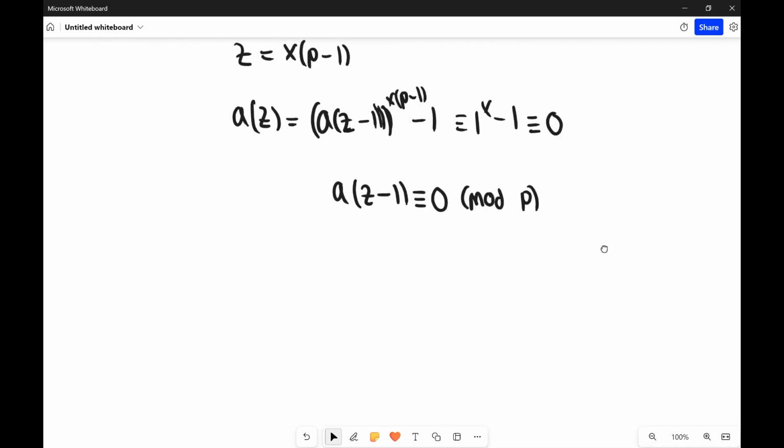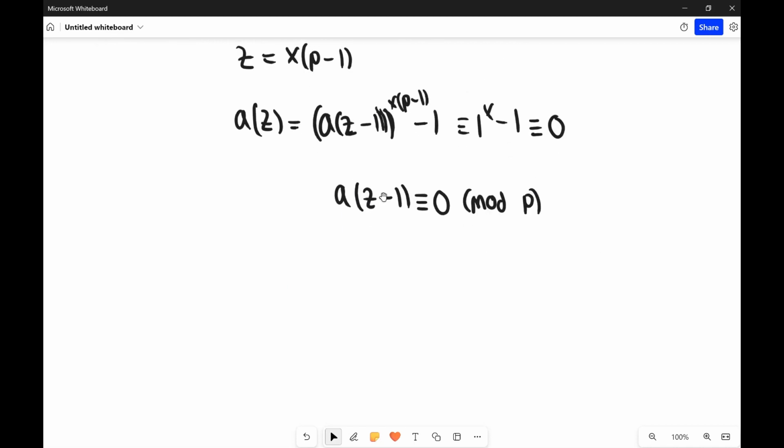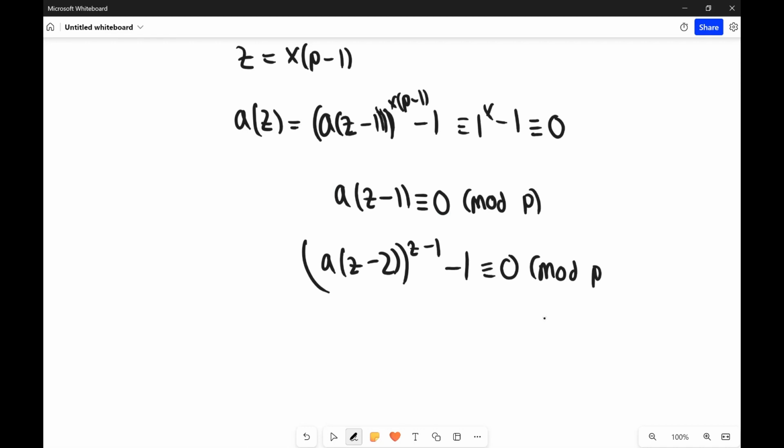Now, what's the next thing we do after this? Well, you guessed it, we just plug into a of z minus 1. Doing so, we end up getting a of z minus 2 to the z minus 1 minus 1 is equivalent to 0 mod p. Then moving the 1 to the other side, we end up getting that this is equivalent to 1 modulo p. And now we deal with cases again.